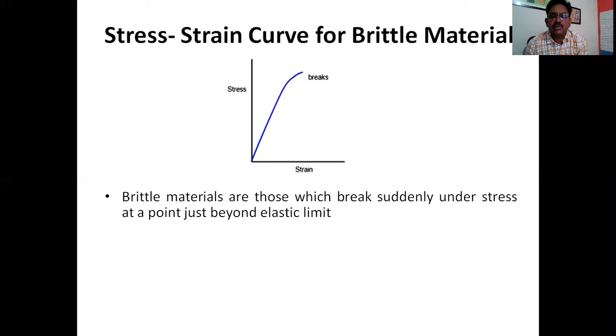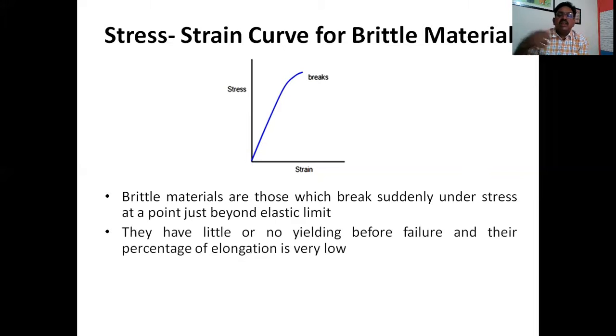Brittle materials are those which break suddenly under stress at a point just beyond the elastic limit. This is what we have. After stress and strain, a little elongation starts, but when we compare with the ductile material, brittle material shows negligible deformation or no deformation in some cases. So they have little or no yielding before failure, and their percentage of elongation is very low.